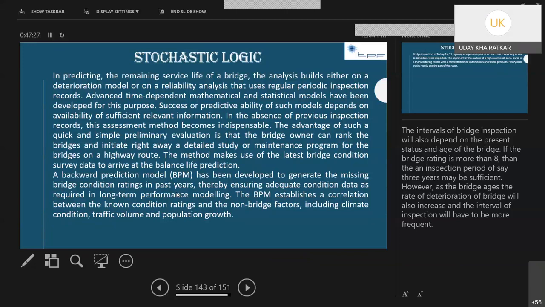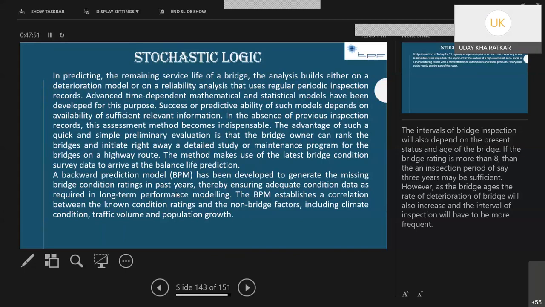The advantage of such a quick and simple preliminary evaluation is that the bridge owner can rank the bridges and initiate right away a detailed study on a maintenance program for the bridges on a highway route. The method makes use of the latest bridge condition survey data to arrive at a balanced track prediction. So whatever is the latest data that is available on the bridge is used for determining the balanced track.